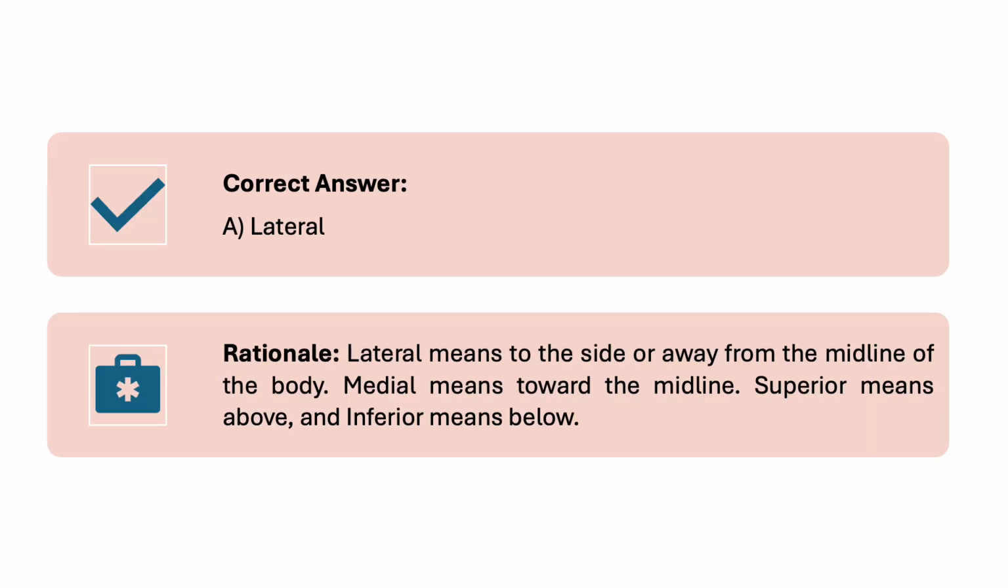Correct answer, A. Lateral. Rationale. Lateral means to the side or away from the midline of the body. Medial means toward the midline. Superior means above, and inferior means below.